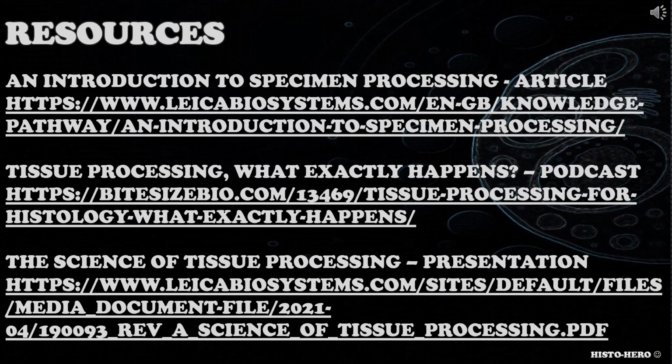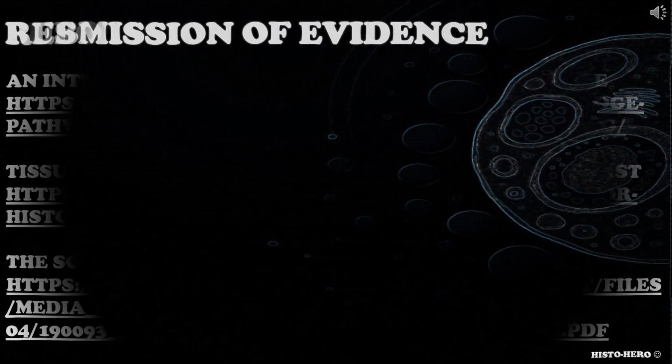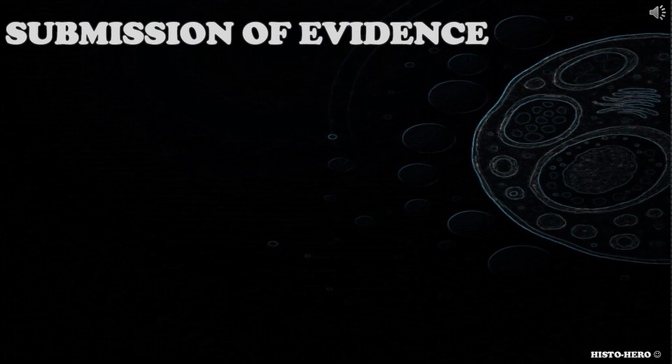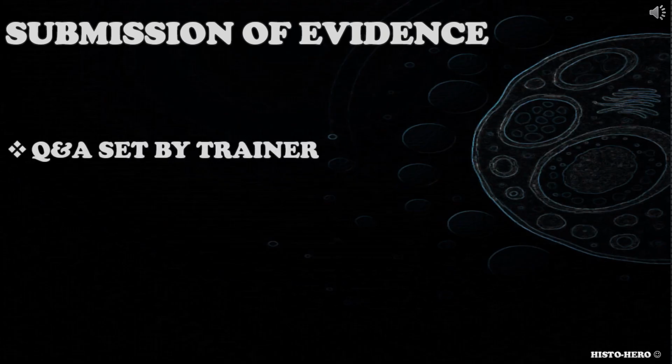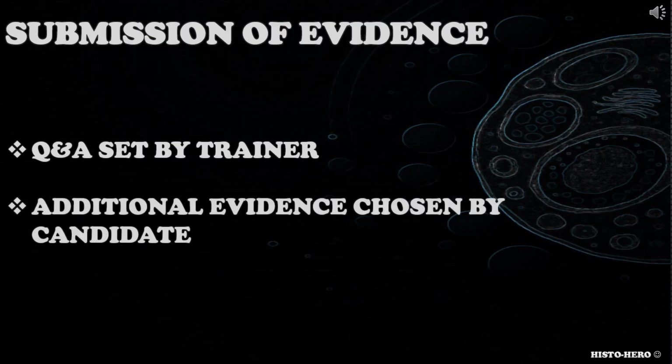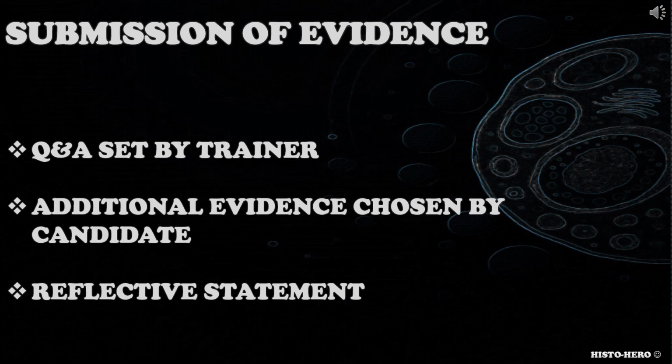Resources section on the Brightspace contains some very useful information for this submodule. Submission of evidence section on Brightspace informs the candidate what evidence needs to be submitted for each subsection. Candidate needs to submit answers to questions that were set by the training officer. I will share some examples of possible question suggestions later on. Candidate also needs to select an additional piece of evidence relevant to this submodule. For evidence ideas, please have a look at the video for trainee. Each submodule also requires the candidate to submit their reflective statement relevant to their practice and training in each submodule.